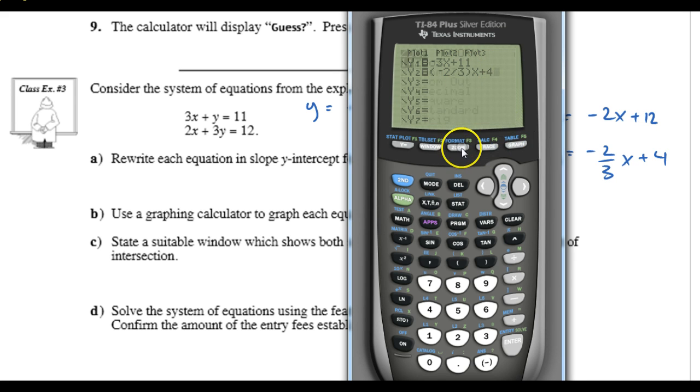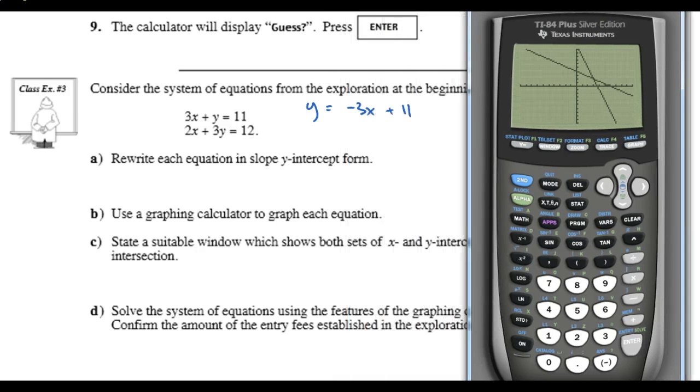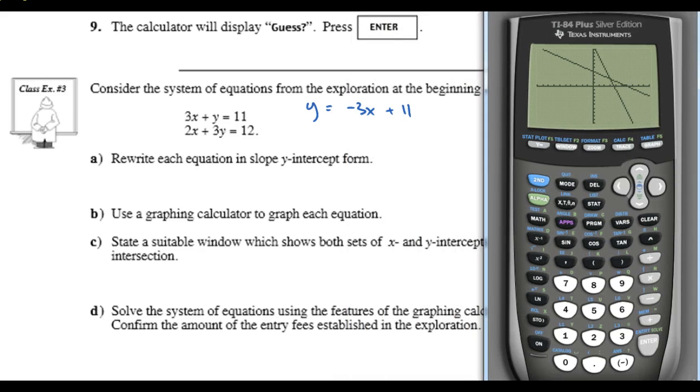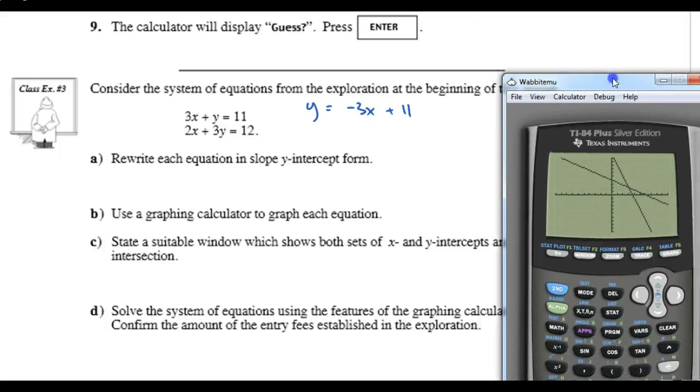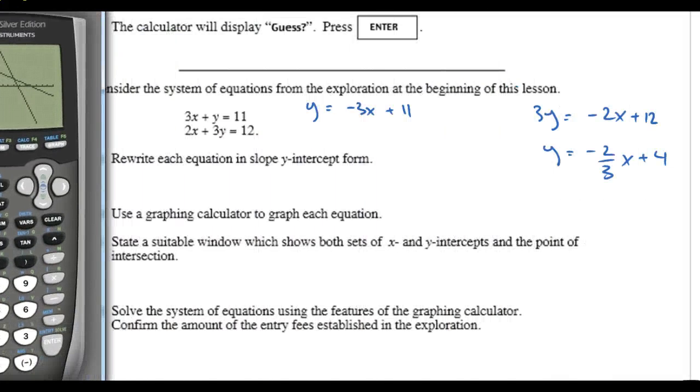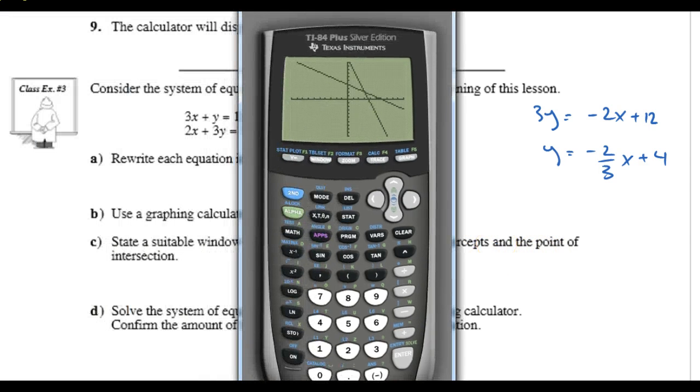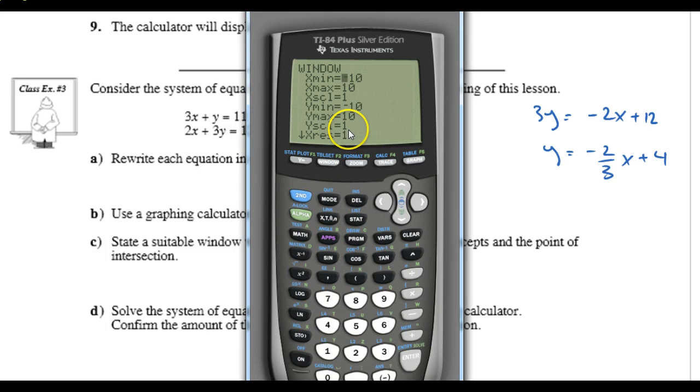Okay, let's go ahead and go zoom standard, zoom 6, to get our window to the standard window. So now we have a system here, and clearly there's a solution to the system, and that solution is where those two graphs intersect. State a suitable window which shows both x and y intercepts and the point of intersection. So let me change it around a little bit just so we can see it. I'm going to get rid of the negative x because I don't really care about all that stuff on the left. Increase my y max to 15. Let's see what that does.